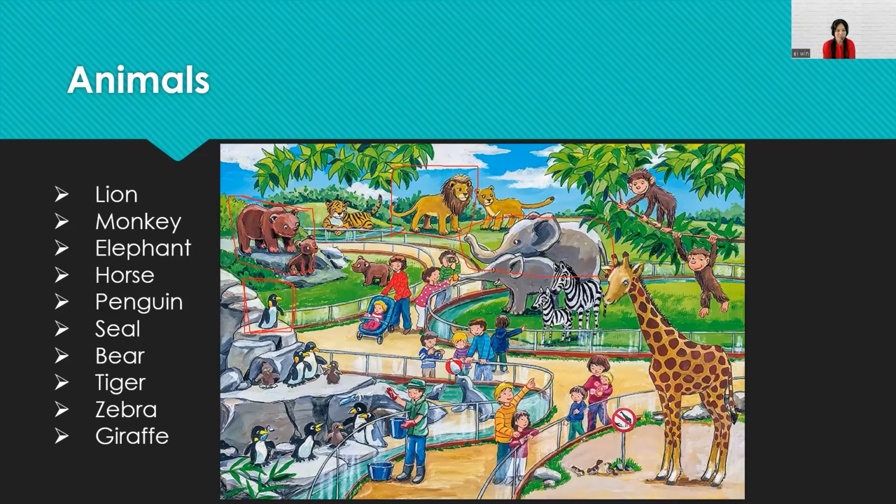Animal which has long neck and its color is yellow and brown. What animal is it? Giraffe. Here, giraffe.